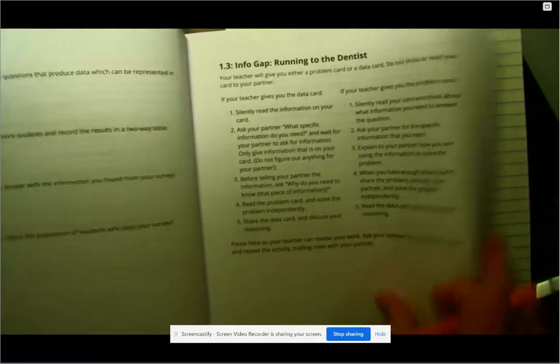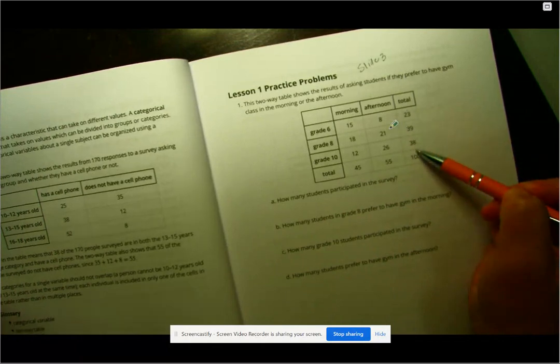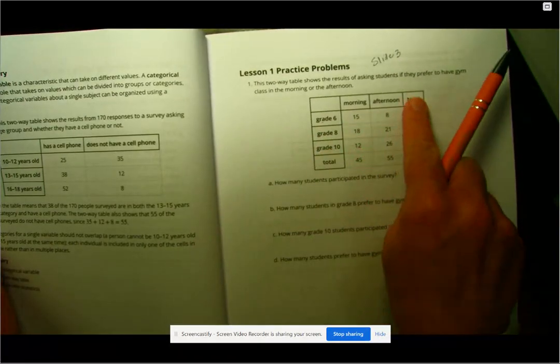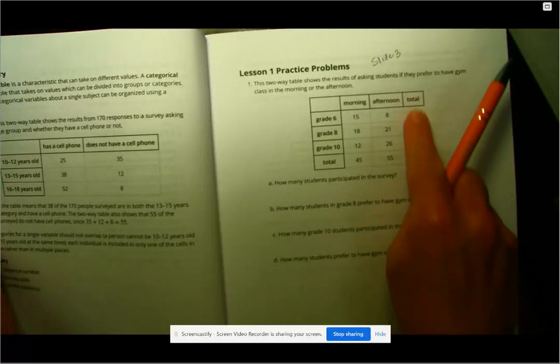Okay, here's another one here. And then you'll notice sometimes, like in the practice problems, they'll have this total column. And sometimes they leave that off, like here.